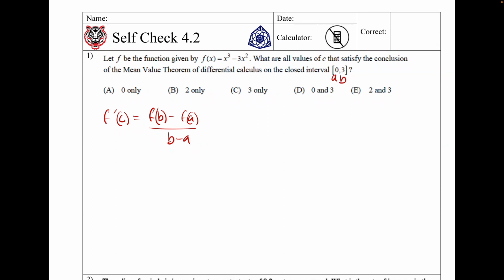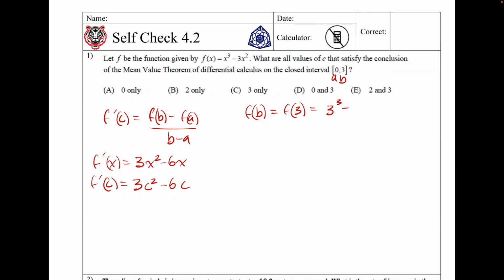We need our f prime. Let's do that now. f prime of x is going to be equal to 3x squared minus 6x. Therefore, f prime of c is going to be equal to 3c squared minus 6c. Let's do f of b. f of b is the same thing as f of 3 in this case. This is going to be equal to 3 cubed minus 3 times 3 squared. It's going to be equal to 27 minus 27, which is equal to 0.